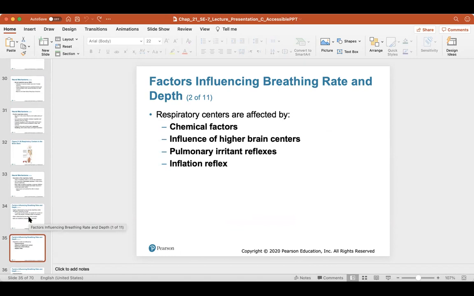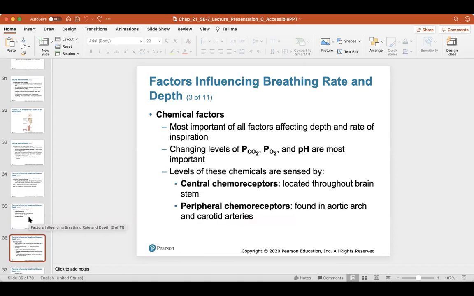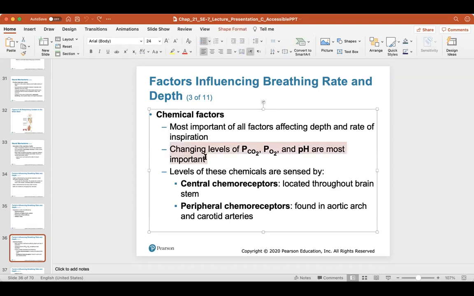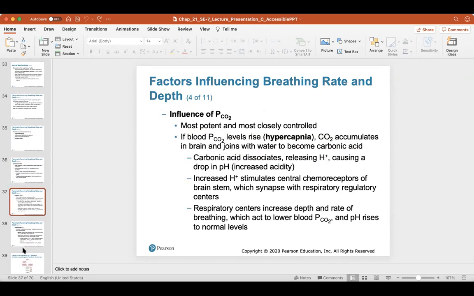The respiratory centers are influenced by chemical factors, higher brain centers, pulmonary irritant reflexes, or an inflation reflex. The most important of all the factors affecting depth and rate of inspiration are the chemical factors. So any change in the partial pressure of carbon dioxide, oxygen, or pH are the most important. So that's what I want you guys to know. The influence of carbon dioxide is the most potent and most closely controlled.